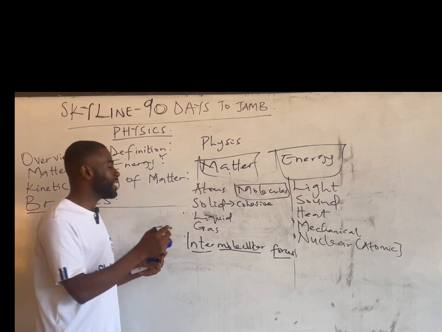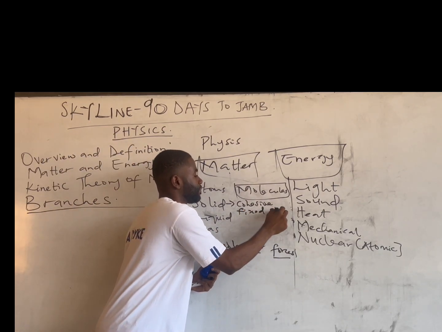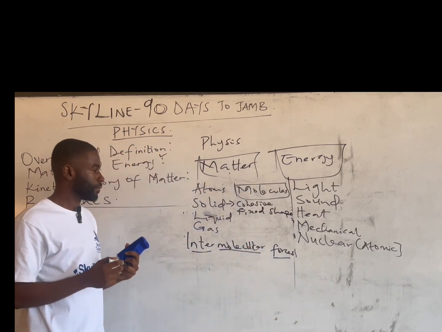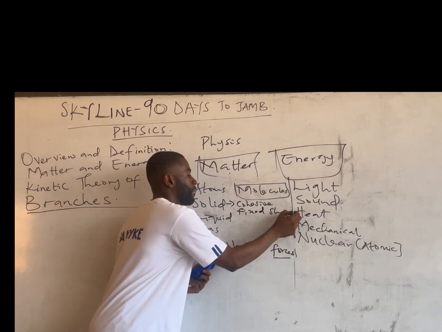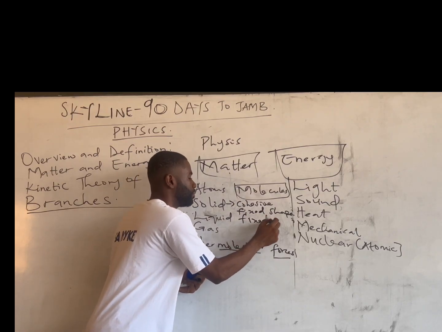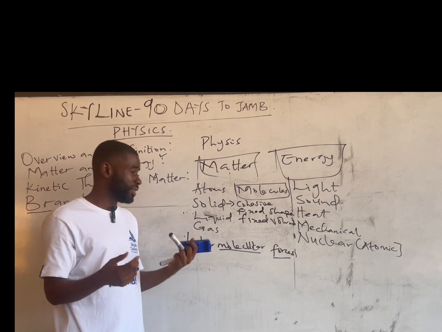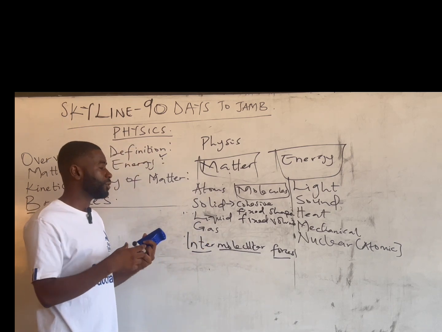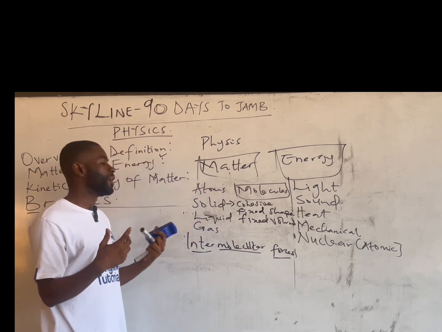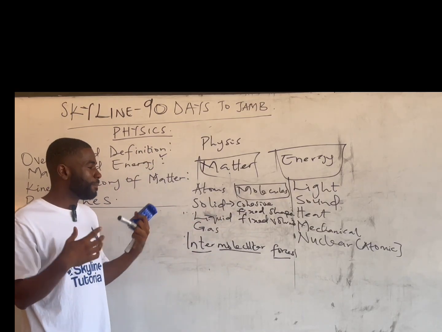Also note that solids have fixed shape. A solid will also have fixed volume. A volume is simply talking about the quantities. So the quantity of solids is fixed. They also have fixed shape. They are tightly packed together.